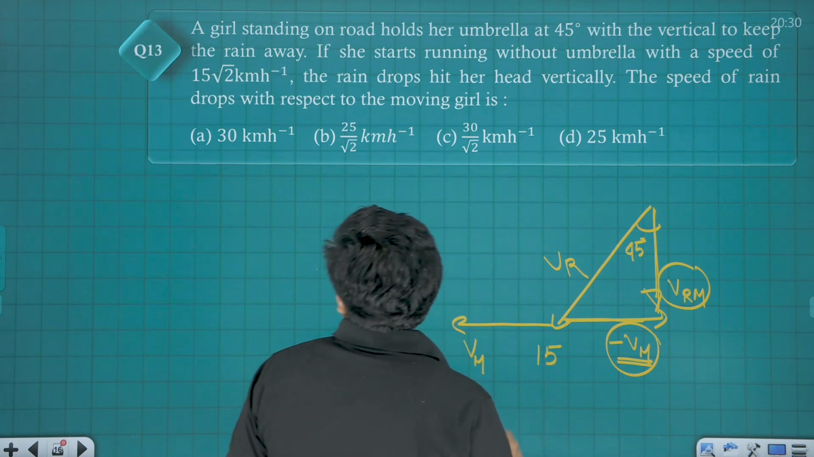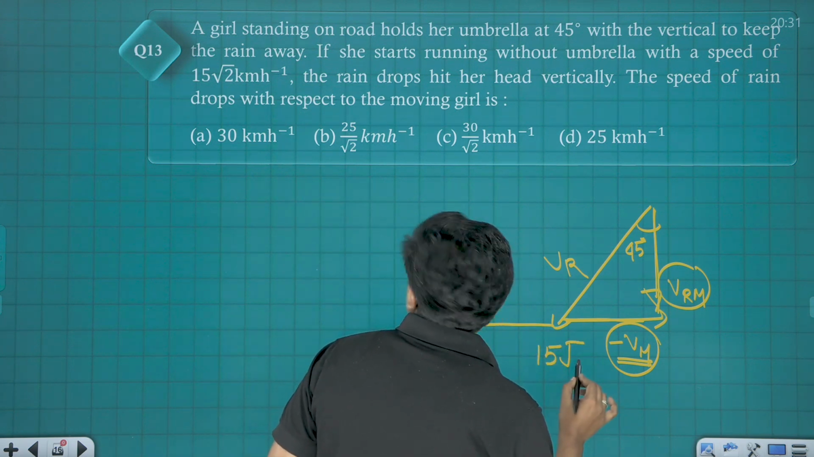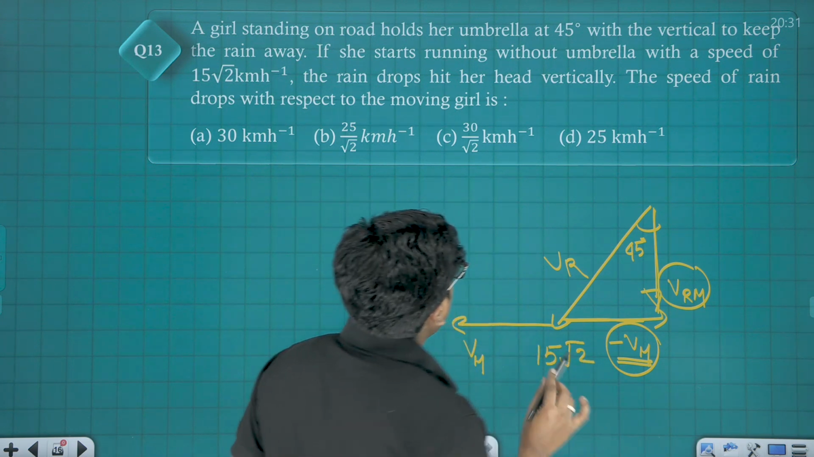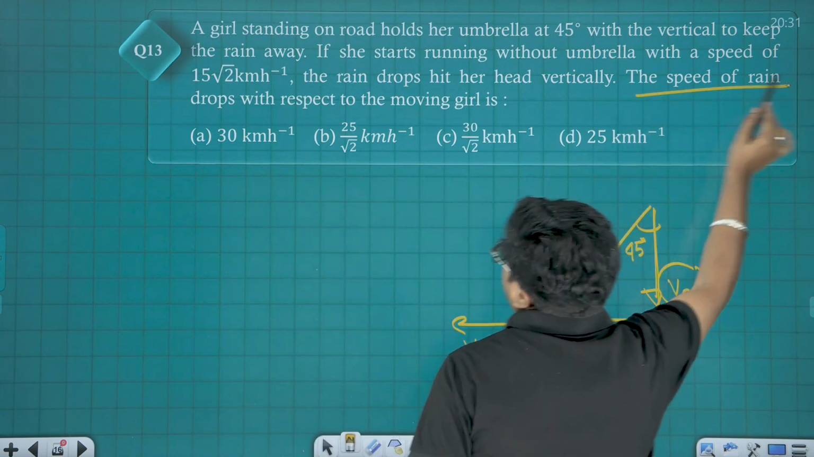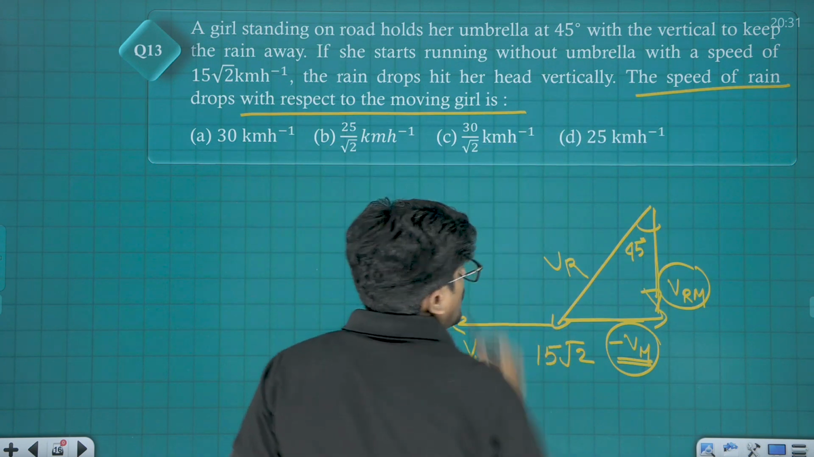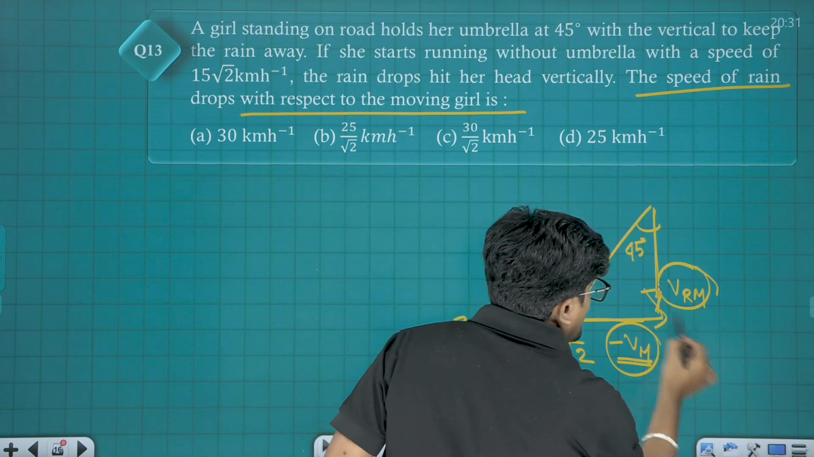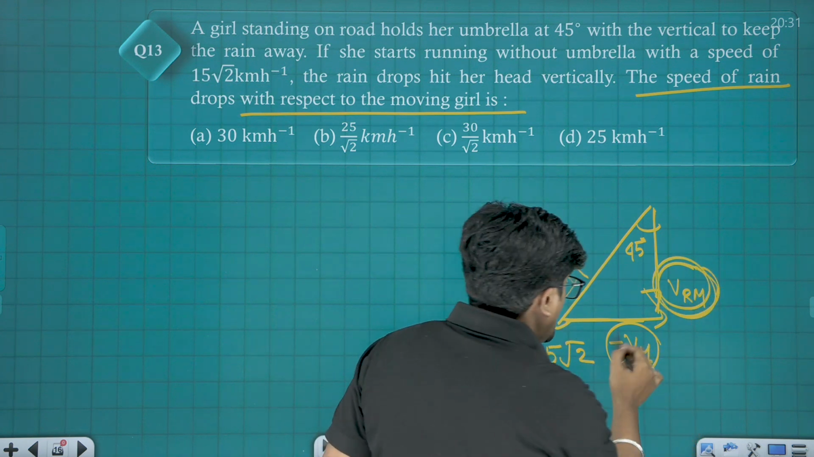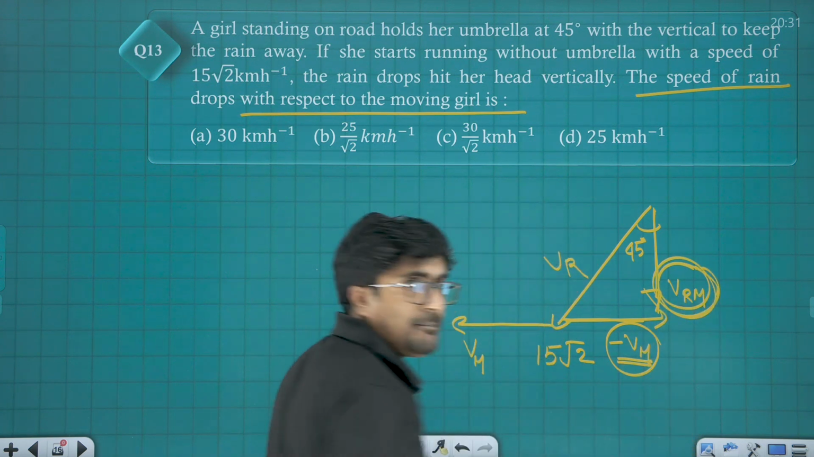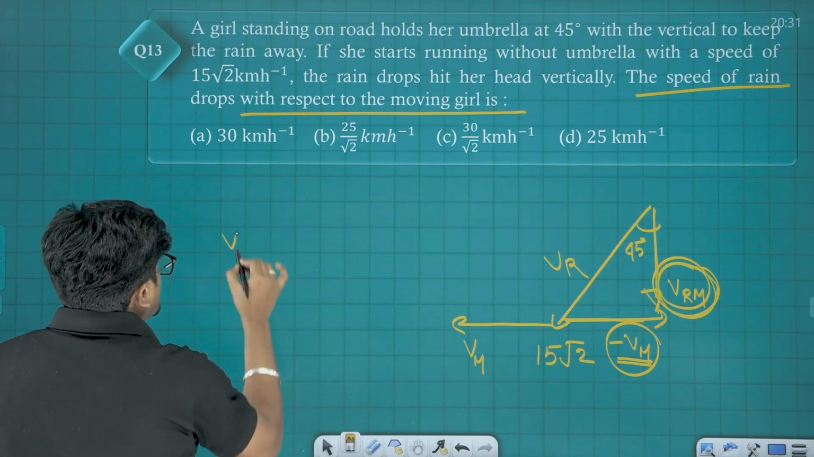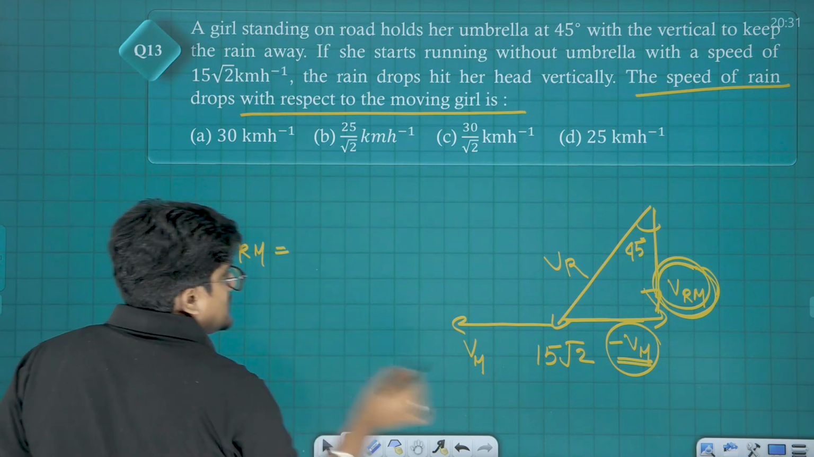15 times √2. And what we need is the speed of the raindrop with respect to the moving girl. That means the velocity of rain with respect to the man. This is what we need. So I told you this needs to be of the same magnitude, isn't it? That means the velocity of rain with respect to the man, that is going to be what?